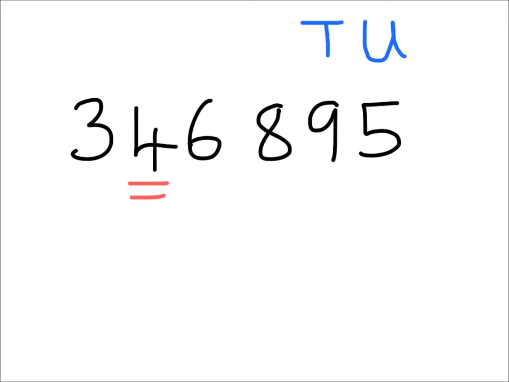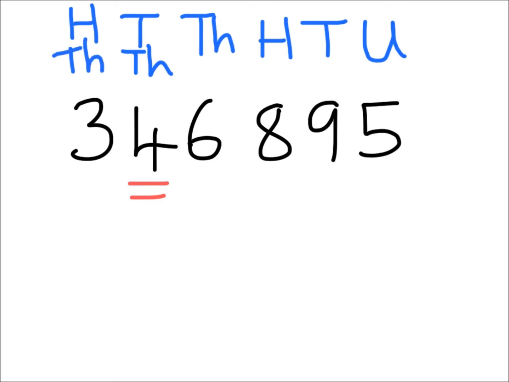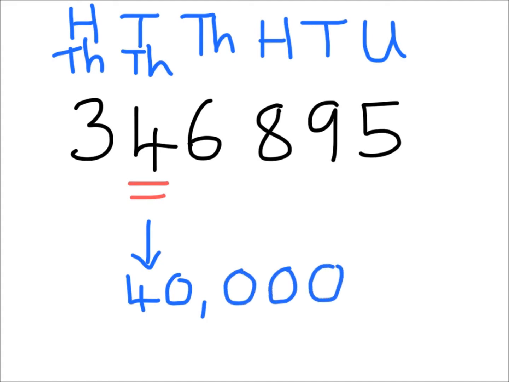To the left of the units, the tens. To the left of the tens, the hundreds. To the left of the hundreds, thousands. To the left of the thousands, tens of thousands. And to the left of the tens of thousands, hundreds of thousands. We're looking at the underlined digit, the 4, and we can see clearly that it is in the tens of thousands column. So what is 4 tens of thousands? Well, 4 tens is obviously 40, and they are thousands, so the value of the 4 in this number is therefore 40,000.